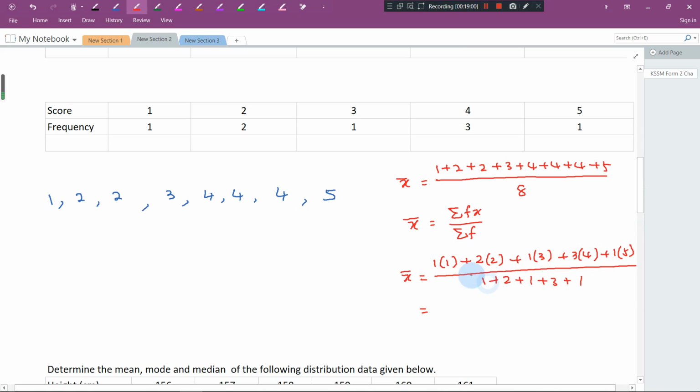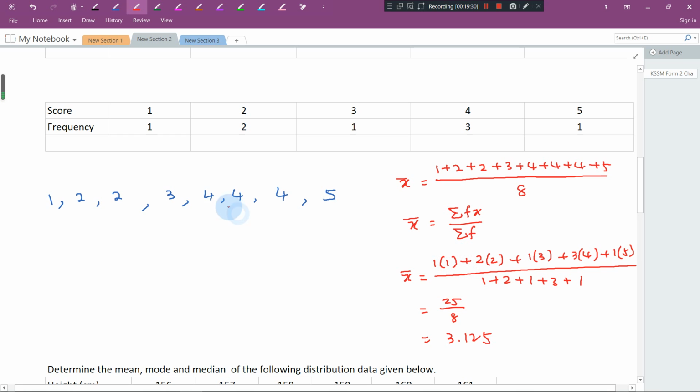Okay, for the answer, you just press the calculator. Let me check. 1 plus 4 plus 3 plus 12 plus 5. Okay, this is 25 divided by 8, which is 3.125. Okay, 3.125.